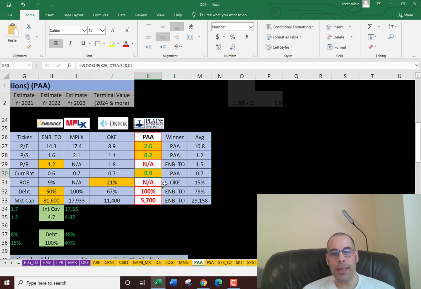They're the best in current ratio, even though they're under 1. It's just the other companies are further below 1. So all the companies are struggling to just cover their current liabilities. And current liabilities are what the company owes within the next 12 months. We can't calculate an ROE because there's no equity. They're 100% debt like MPLX, and they're the smallest company of the bunch at 5.7 billion market cap.